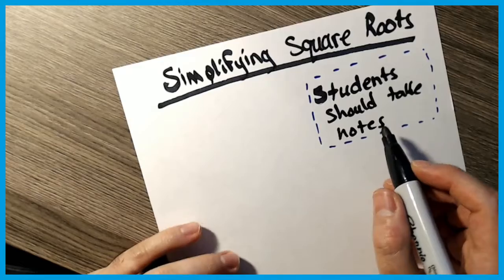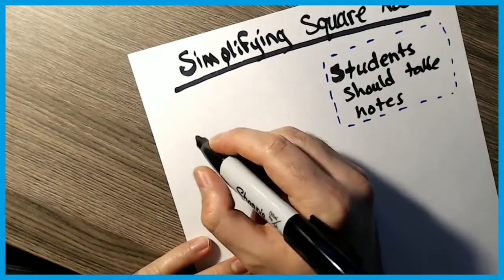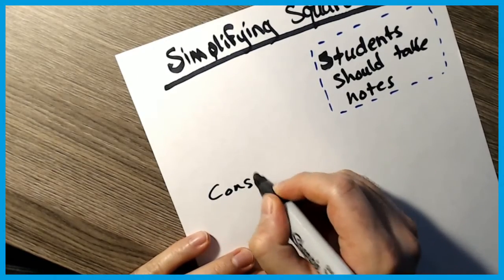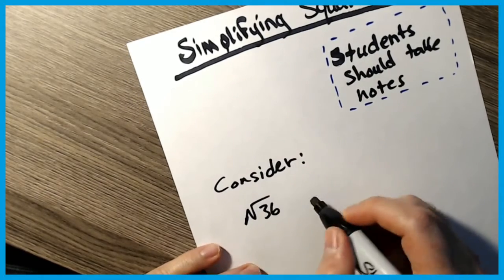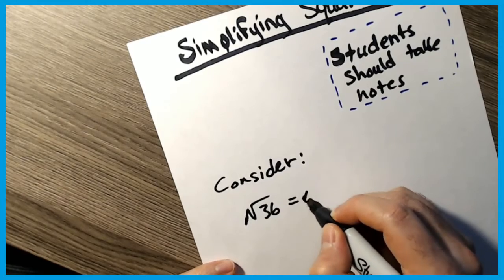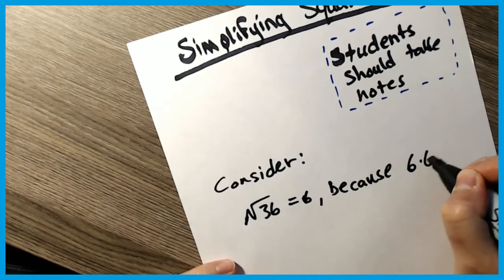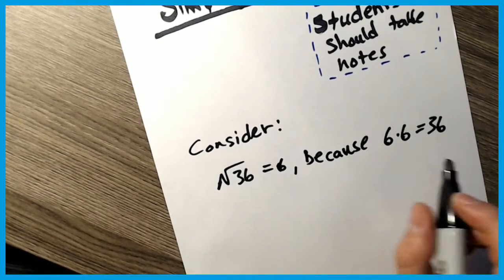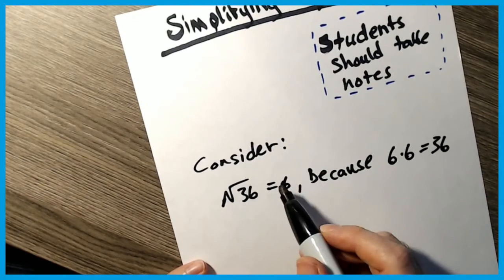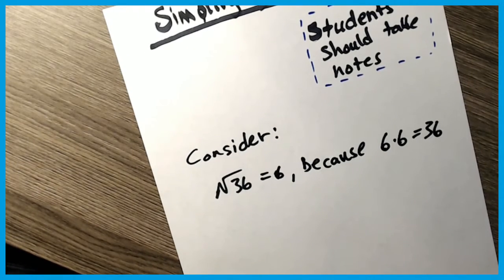To get our conversation started about simplifying square roots, I just want to draw your attention to something that we've already talked about in the past. The square root of 36 is 6 because 6 times 6 equals 36, and that's all the work you would have to show. So if I said, simplify this, and I gave you square root of 36, you could just say it's 6. The reason why you're able to just jump to the answer is that 36 is a perfect square.